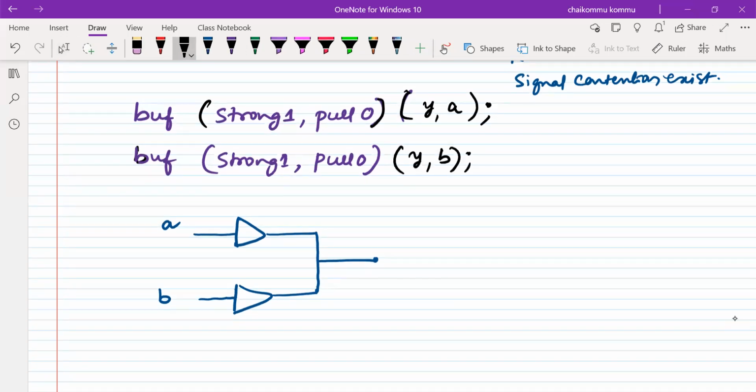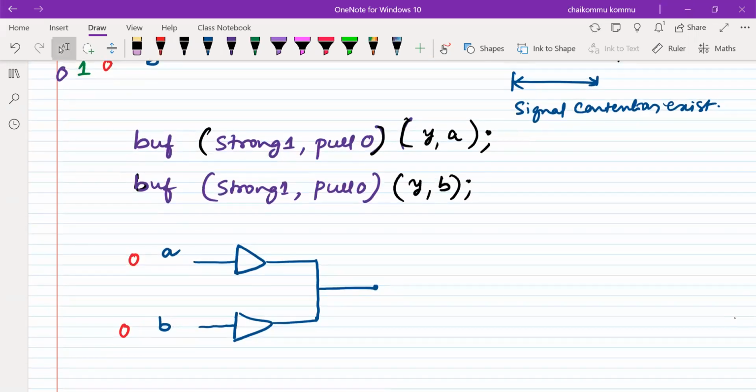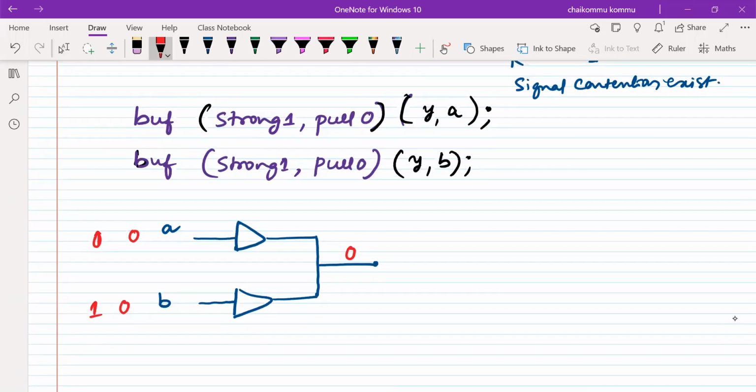Apply 0, 0 here. What does 0, 0 stand for? It's pull only, so we don't have any problem; 0 will be the output. For example, 0 and 1. What is happening here? The first one, signal A, has the strength of pull. What about this one? Strong 1 it is considering. So which one will it take? Here the output is actually A or B.